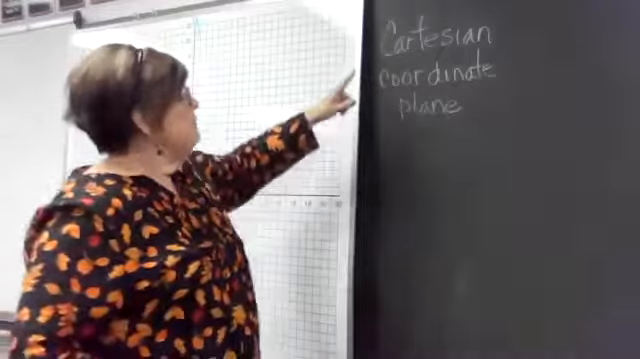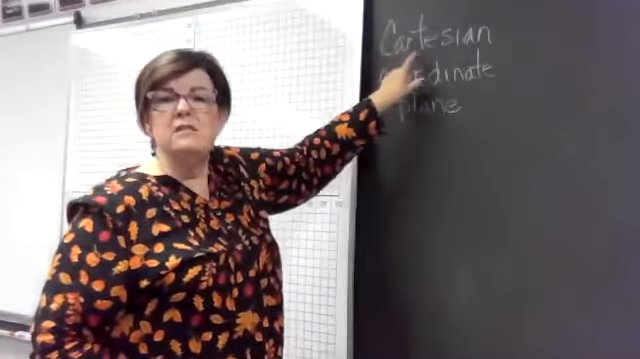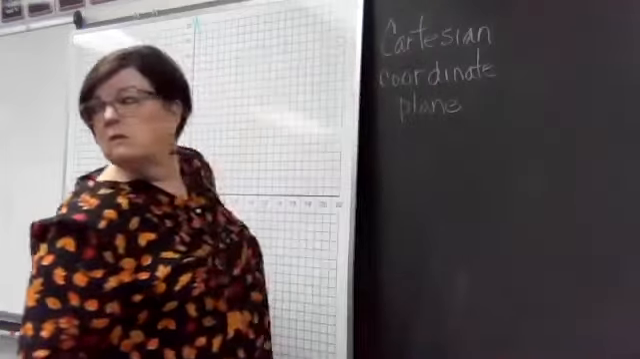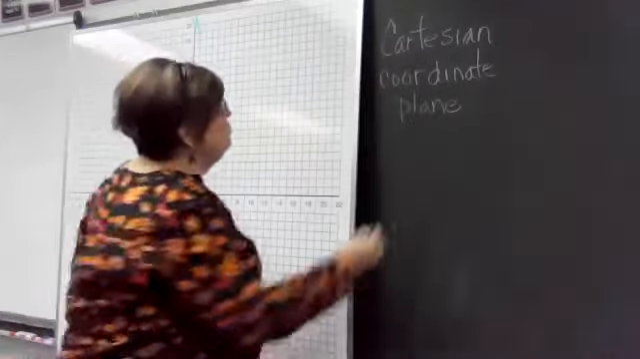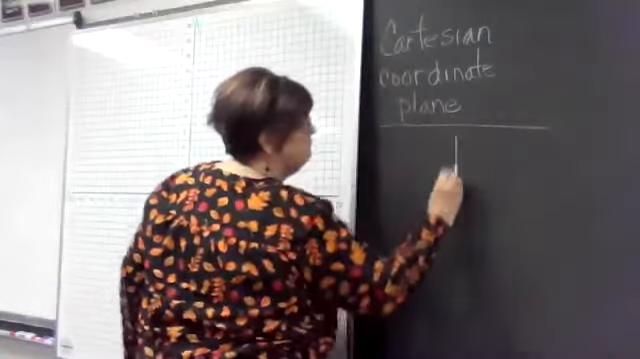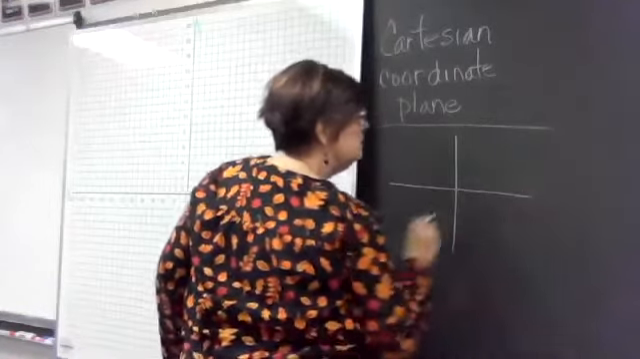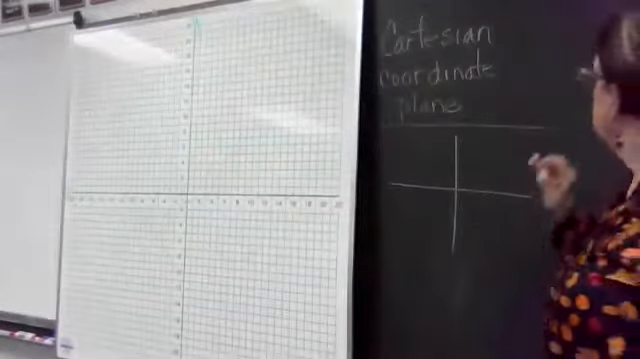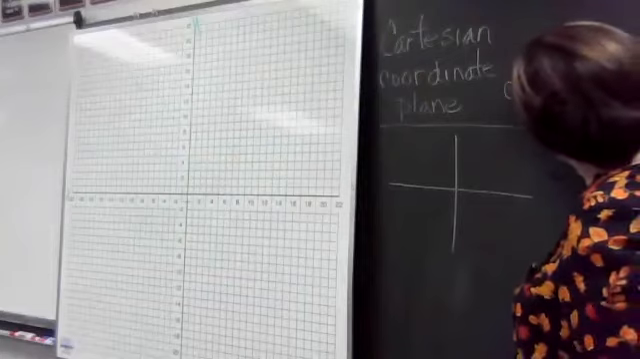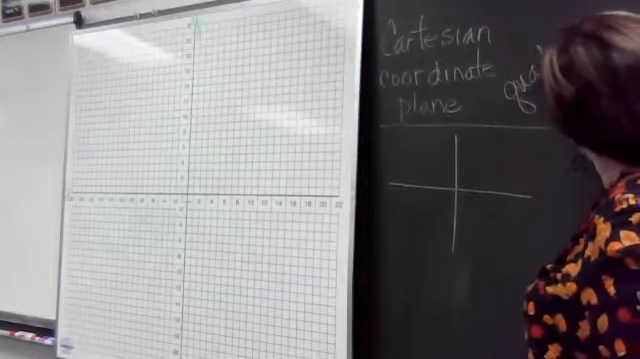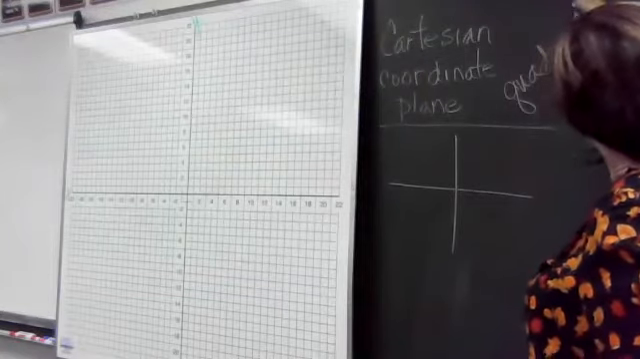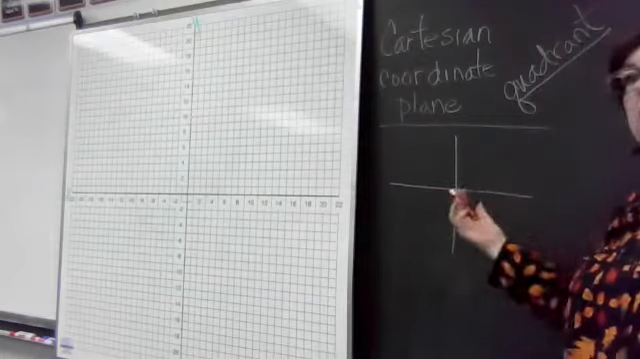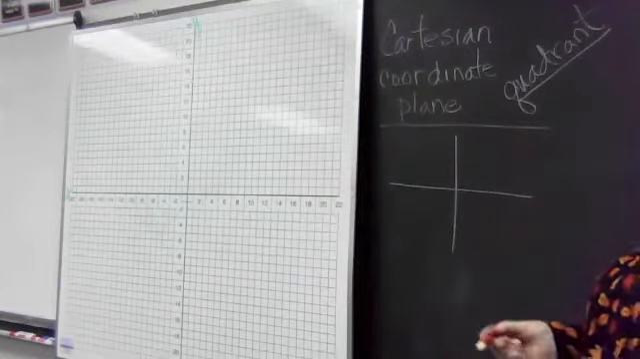I did that so that if you see Cartesian on your test, you don't have to be freaked out. It's just the name of this. Okay. And so what we're going to talk about, it's divided into 4 parts. And the 4 parts are called quadrants. Quadrants, here's the word. The 4 parts are quad, makes sense, quadrant, okay?